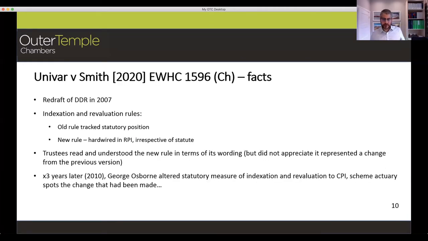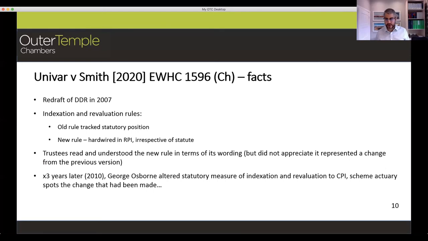So we're on to the next slide, slide 10. These are the facts of Univar. There was a problematic redraft of scheme rules in 2007. Originally, the exercise was supposed to be a consolidation and nothing was going to change. In evidence, it started to emerge that some things had changed, not just superficially, but to the fabric of the scheme. But the fundamental change, the problematic one, was to indexation and revaluation.